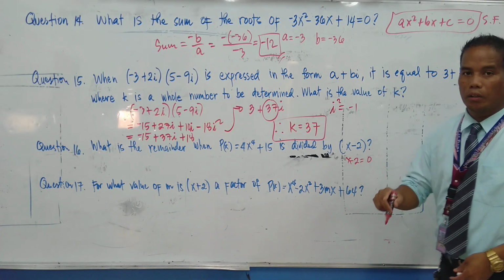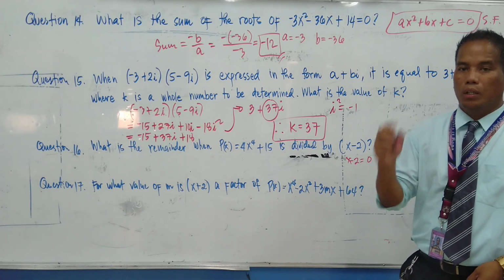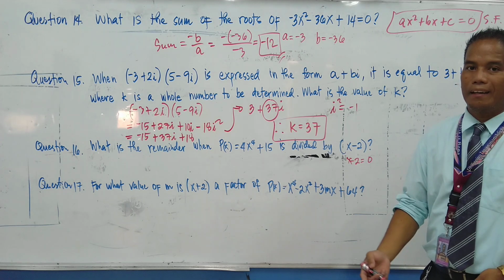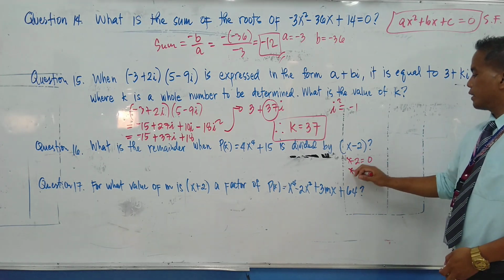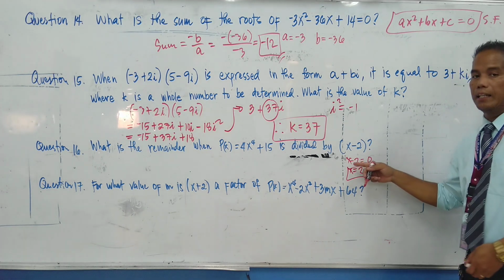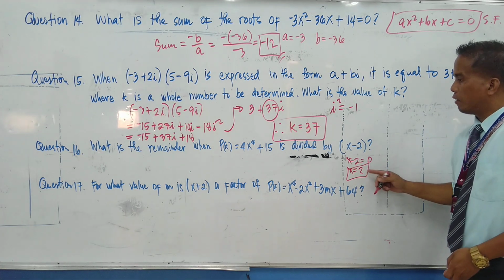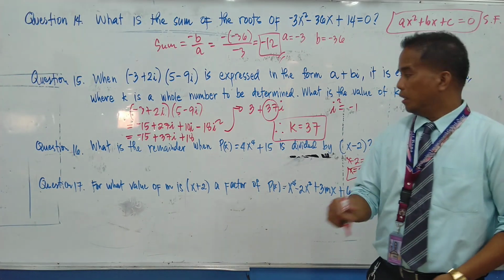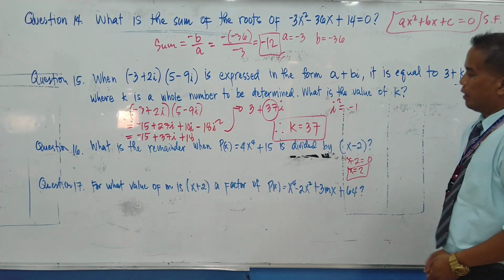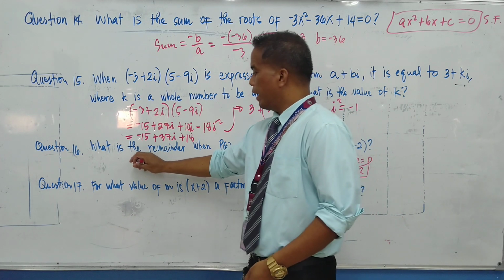Then solve for x. So we have x minus 2 is equal to 0. By using the addition property of equality, adding both sides by positive 2 to eliminate negative 2, it will become x is equal to 2. So we will use positive 2 in order to find the remainder. So here the solution will be like this.